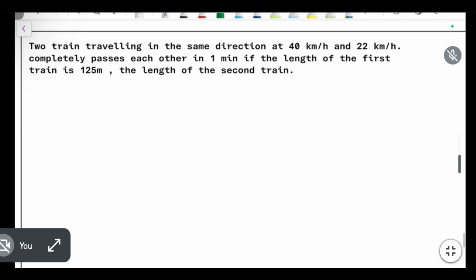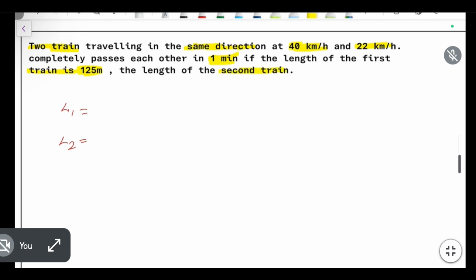Two trains traveling in the same direction. So the condition here is we have two trains. That means we have two lengths, L1 and L2, because the distance now will be L1 plus L2. Traveling in the same direction at the speed of this one and this one. That means both trains have different speeds. They completely pass each other in 1 minute. If the length of the first train is this one, the length of the second train is this one.